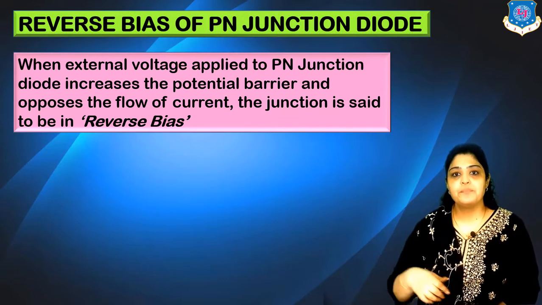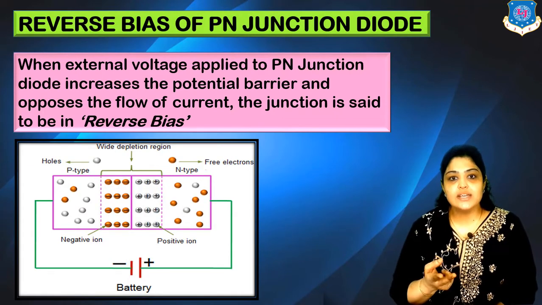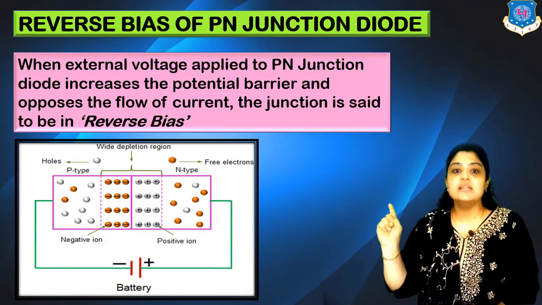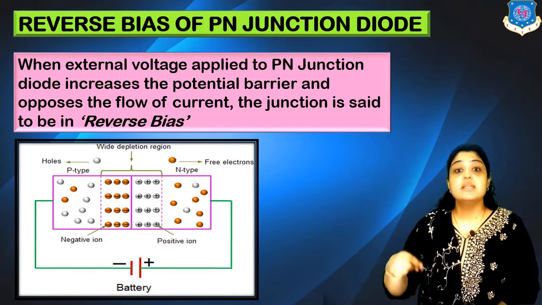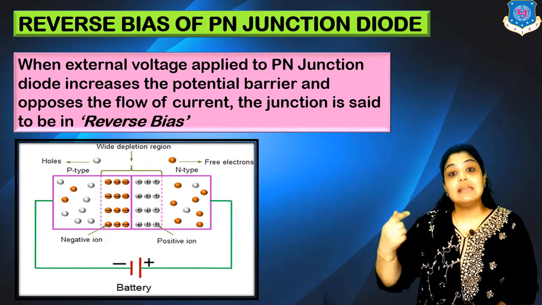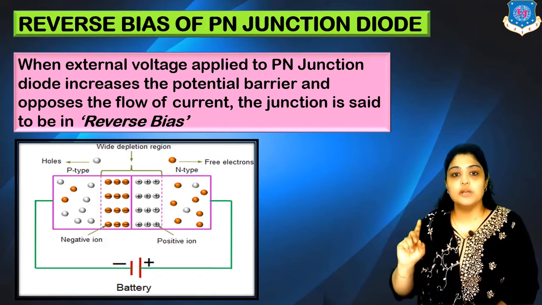That means, just have a look at the diagram. You can see there is a change in connection. You can also see that there is an increase in depletion layer width. How is the connection done? The P-type material is connected to the negative terminal of the battery and the N-type material is connected to the positive terminal of the battery.